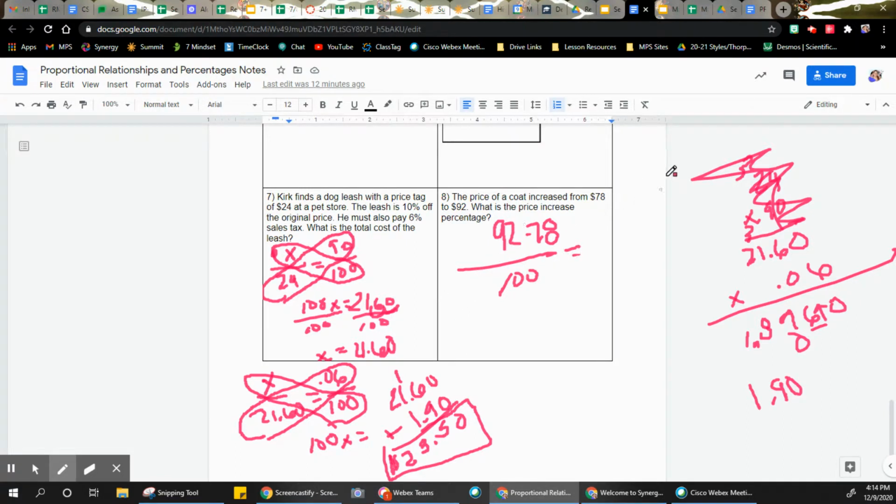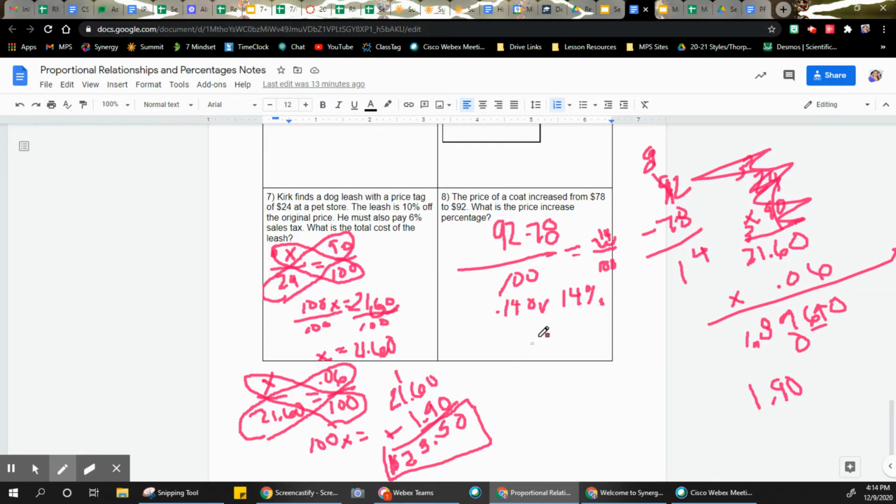Okay, so first let's do 92 minus 78. 2 can't subtract 8, so I'm going to borrow and make that an 8. 12 minus 8 is 4. 8 minus 7 is 1. So that's 14 over 100. If I were to turn that into a decimal, all I do is move my place over. So it's 0.14 or 14% is the difference.